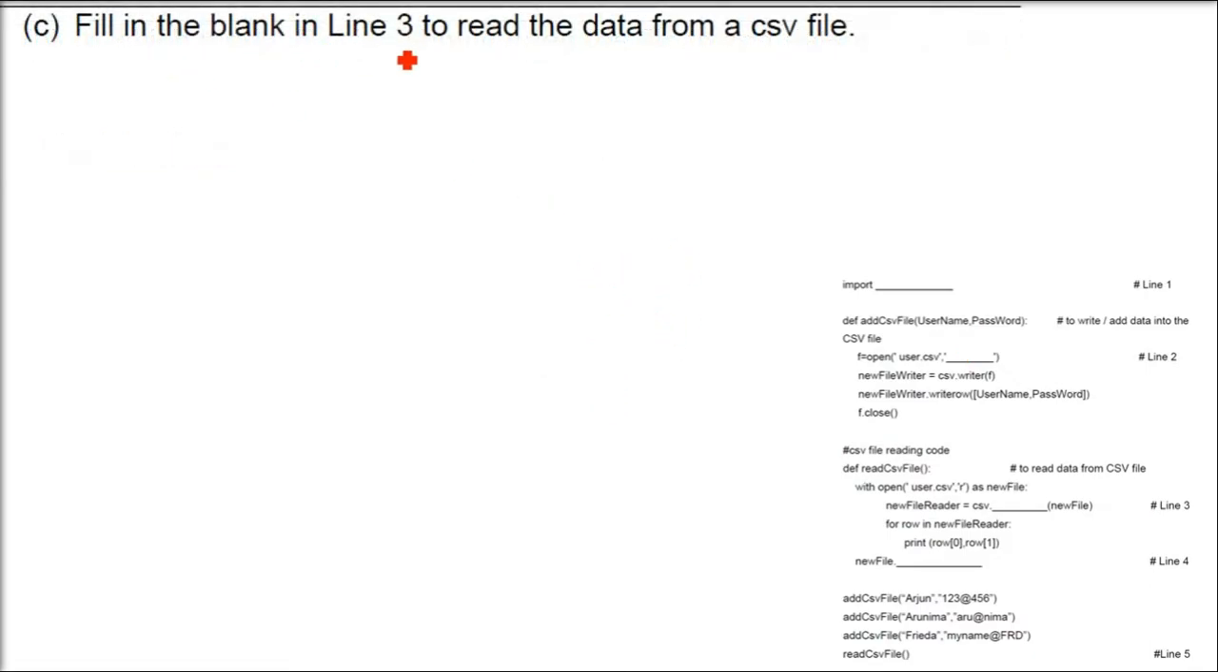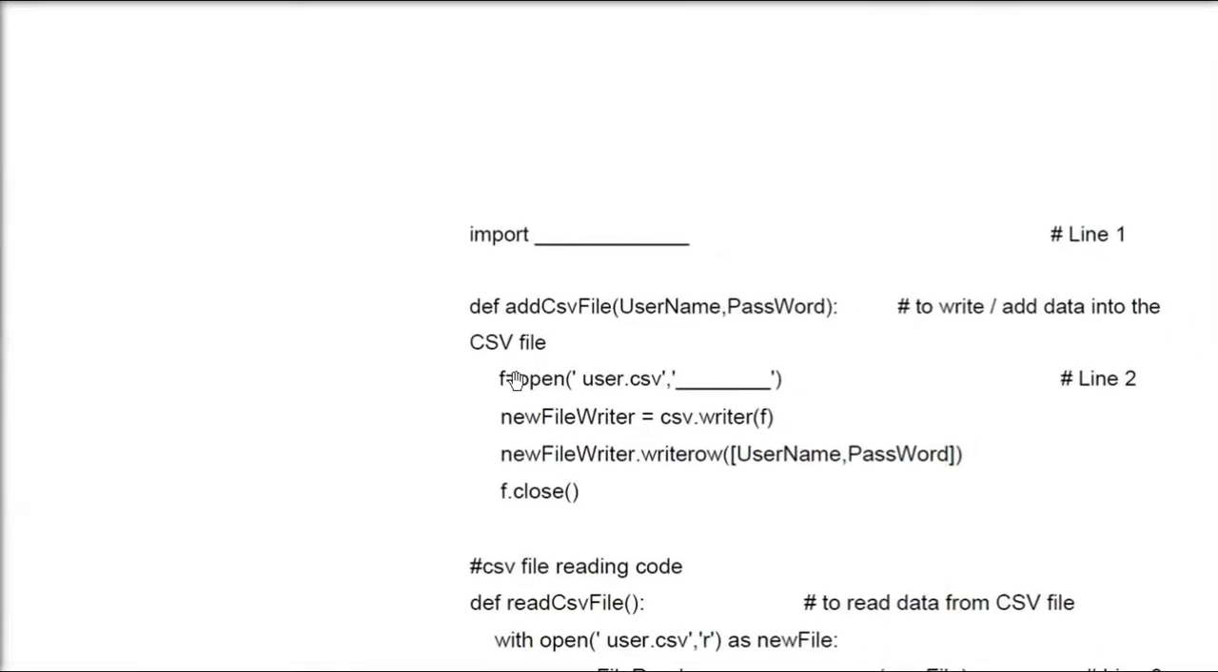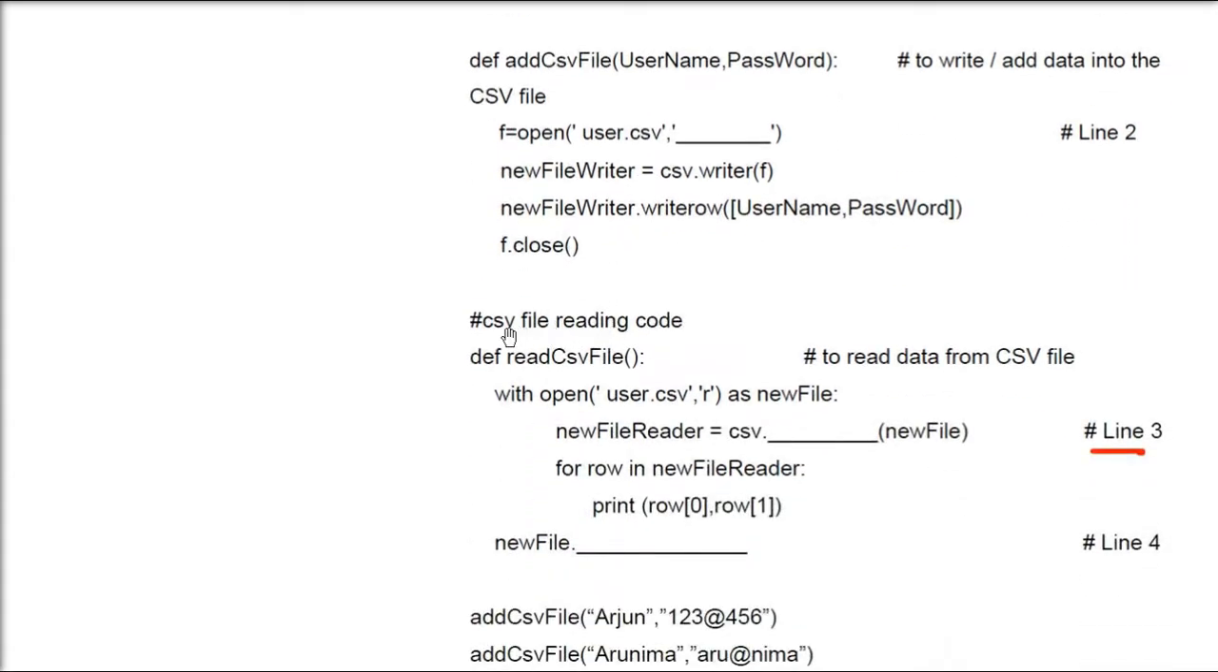Next is fill in the blank in line 3 to read the data from the CSV file. Okay, line 3. This we have already seen. Open the file, and now new file writer, and we are writing the row, username and password. So this file will contain this content, which is called by this function add CSV file. Now, hash CSV read file, the reading code. So this is what the function is doing. We are now reading the CSV file. Writing we have already done. Now we will be reading. So for this, with open user CSV R as new file.